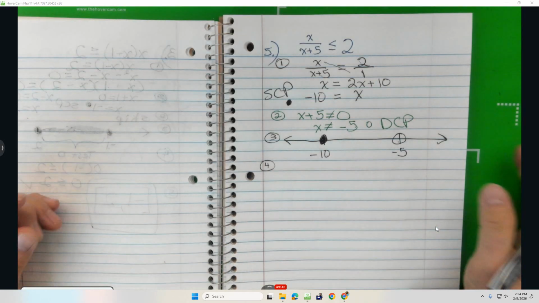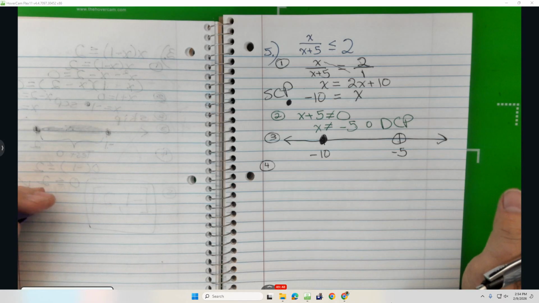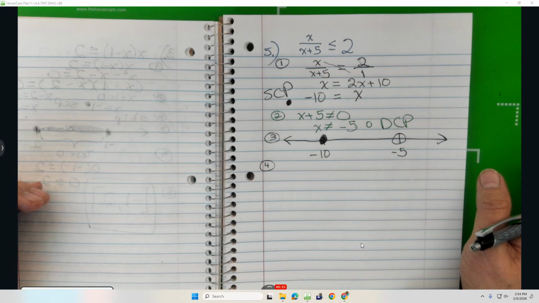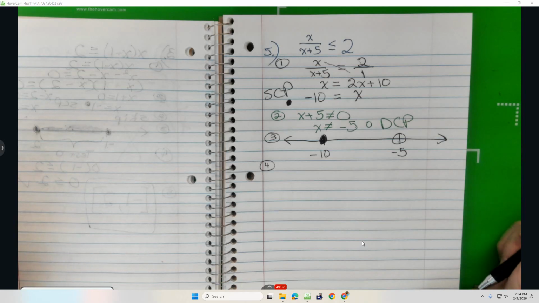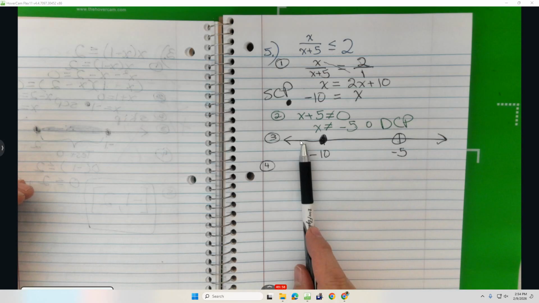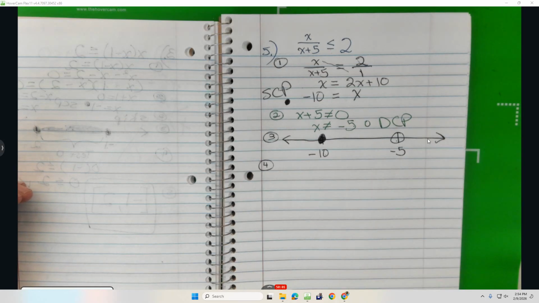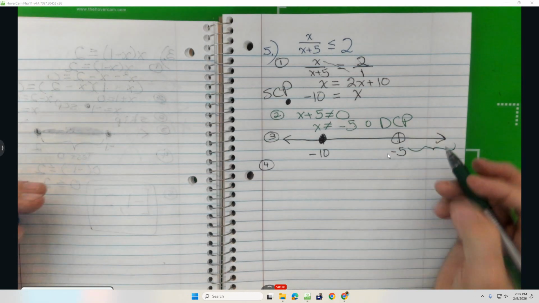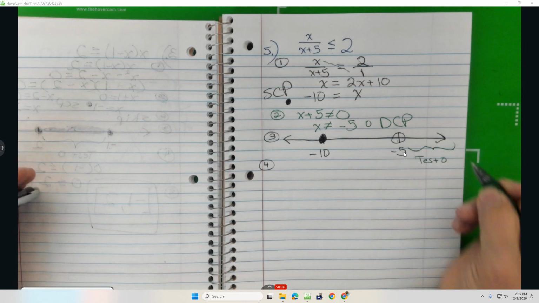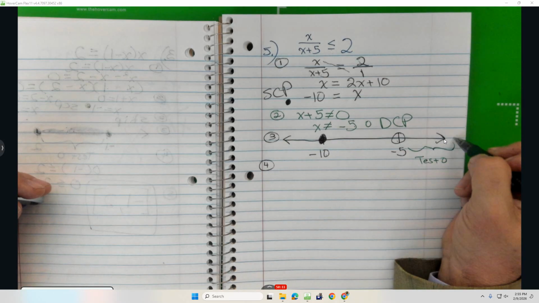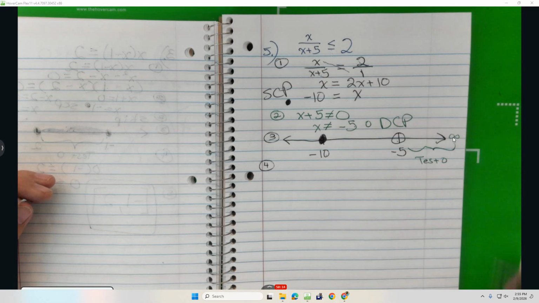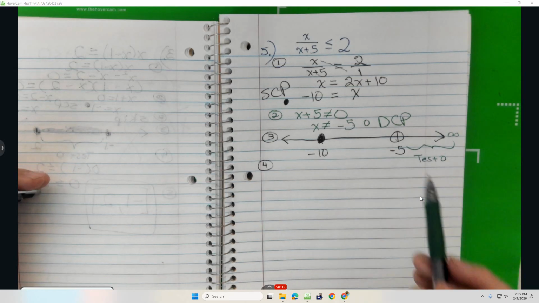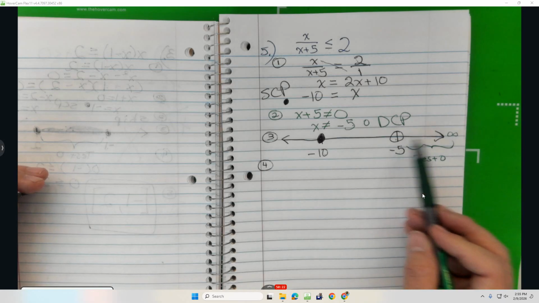So step number 4, I'm only going to test one interval and assume an alternating pattern. What's my favorite number to plug in? 0. Which interval contains 0? Interval 1, 2, or 3? Okay, so 0 is over here to the right of 3. 0 is always between a negative and a positive endpoint.